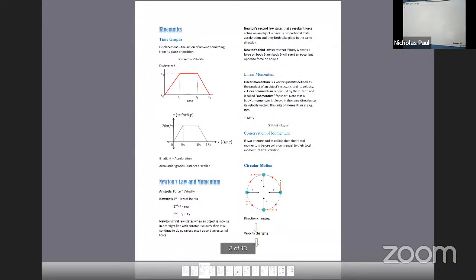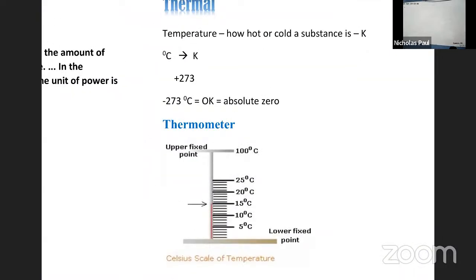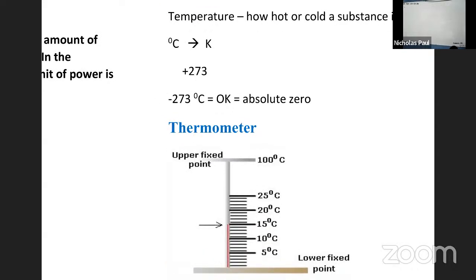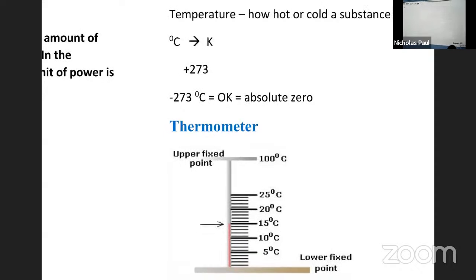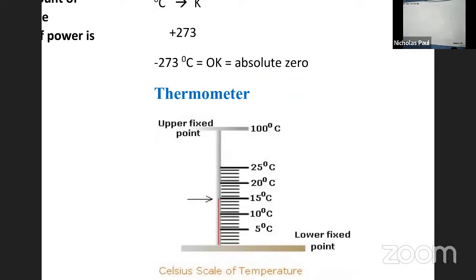Right, let's start thermal. First thing we need to know: temperature defines how hot or how cool a substance is, and it's measured in Kelvin, right? How do you move from degrees to Kelvin? Add 273. How do you go from Kelvin to degrees? Minus 273.